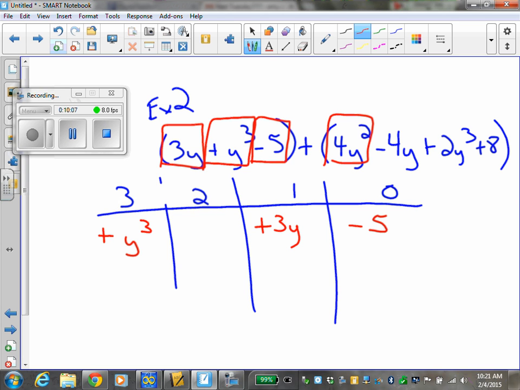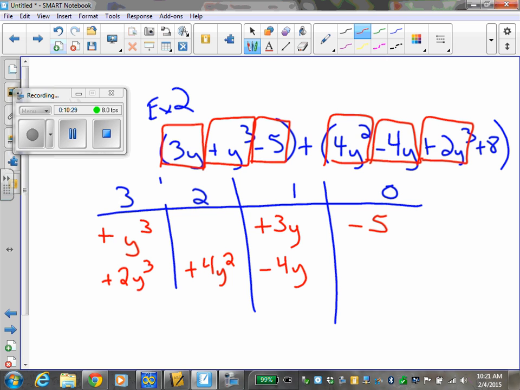Now, do I put it up here? Do I put it down here? Does it matter? Normally I put the second number underneath, right? So I just put mine underneath 4y squared. My negative 4y goes in the 1. My 2y cubed goes in the 3, a positive 2y cubed. And my 8 goes in my 0.